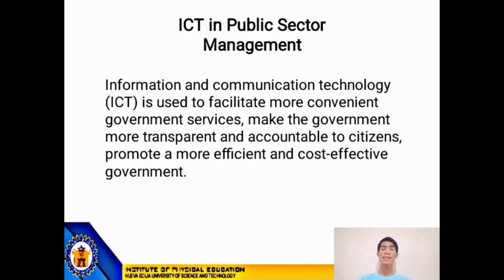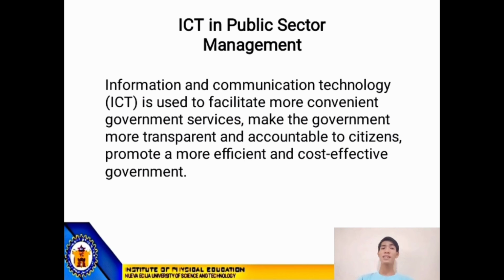And also the ICT in public sector management allows people to perform many different activities, such as paying bills or renewing official documents, such as a driving license and others, over the internet.